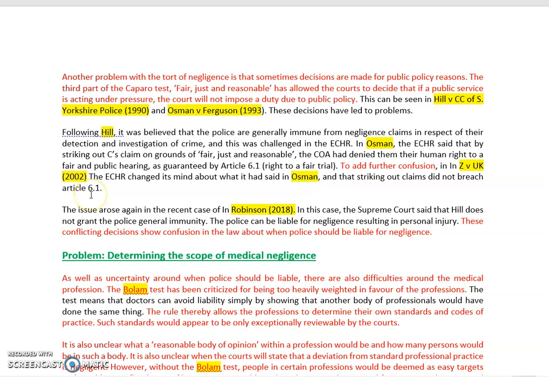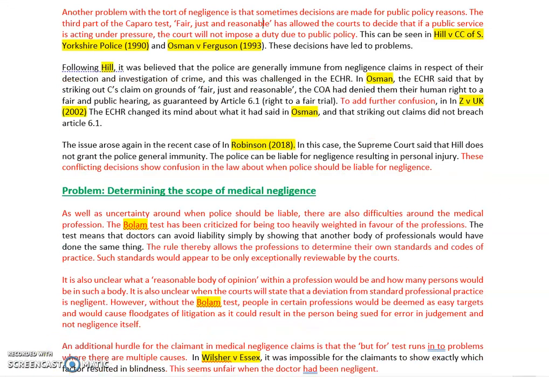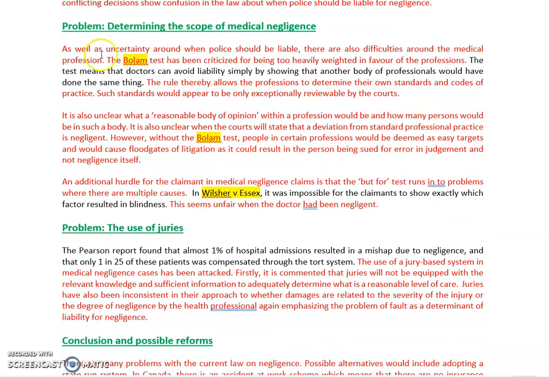Once again, this same issue arose in the case of Robinson from 2018. And in this case, our Supreme Court said that Hill doesn't grant the police general immunity and that the police can be liable for negligence that results in personal injury. But the fact that we have these conflicting decisions shows that there is a lot of confusion in the law, and not just here, also in the European Court of Human Rights, about when the police should be liable for negligence. The next problem is in deciding liability for the medical profession.